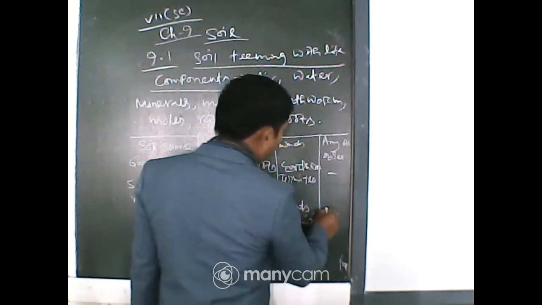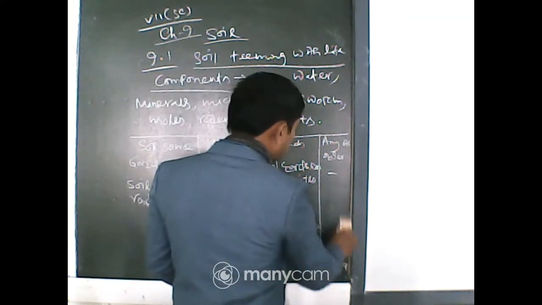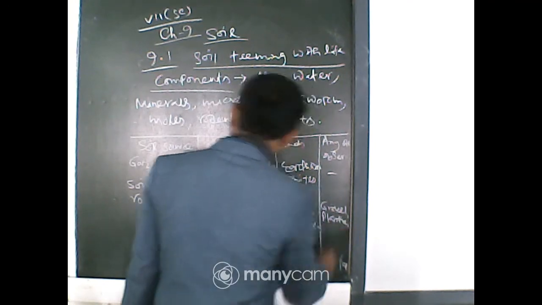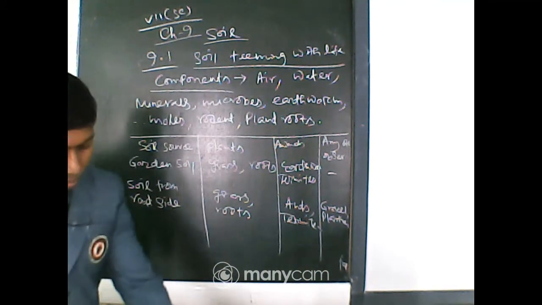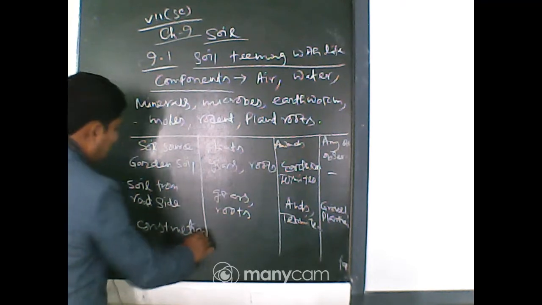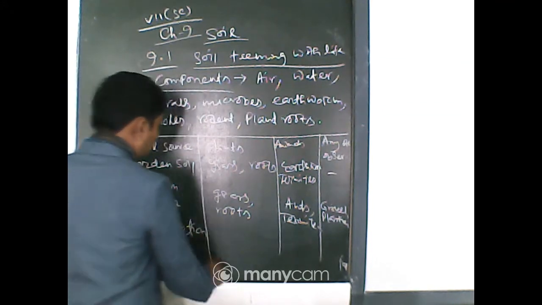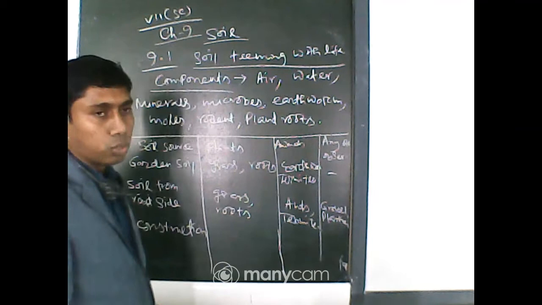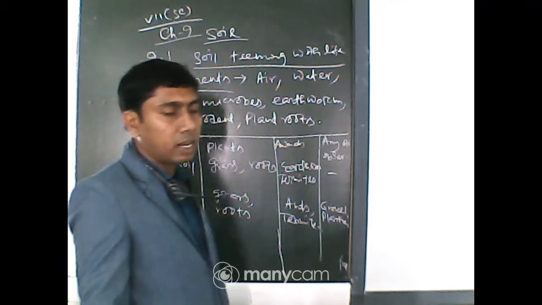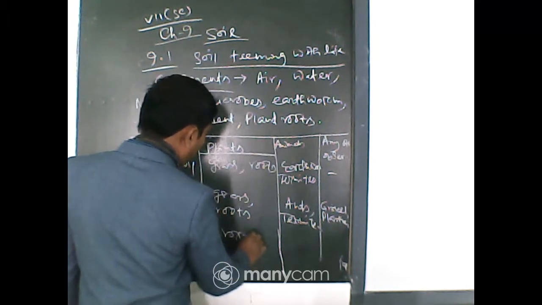Here you can find some stone or gravel, plastics, etcetera. Next is soil from an area where construction is going on. Here we cannot see plants, but sometimes you may find roots, because the upper surface is basically clean, but the roots under the first layer may be there. So there are no plants, but there may be some roots or dry roots.